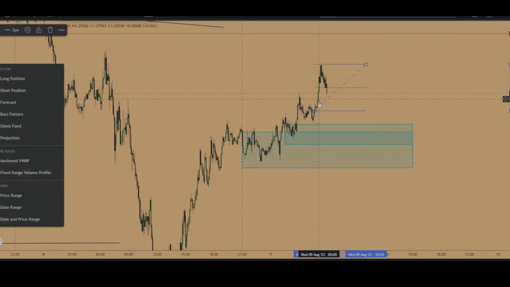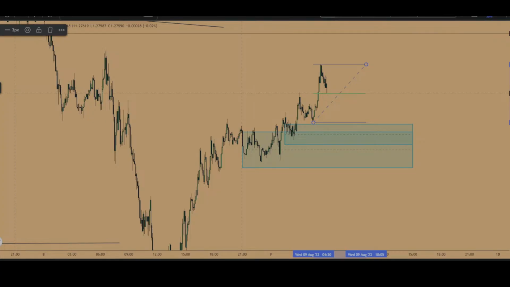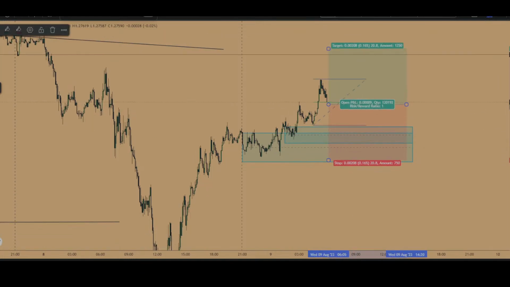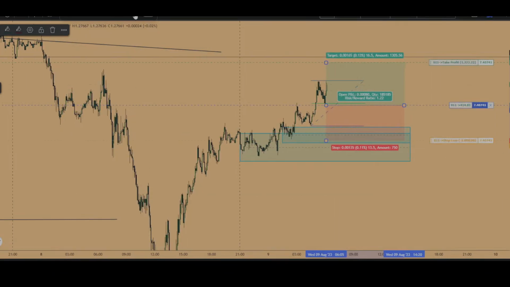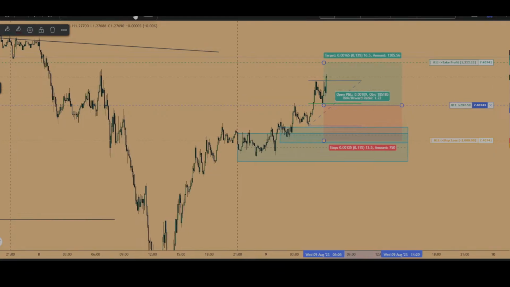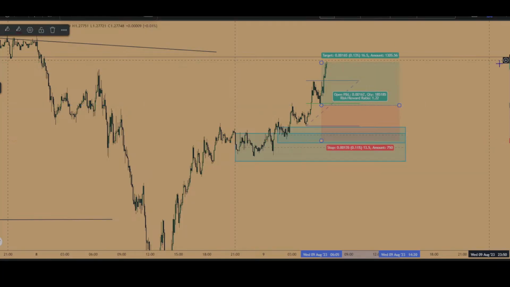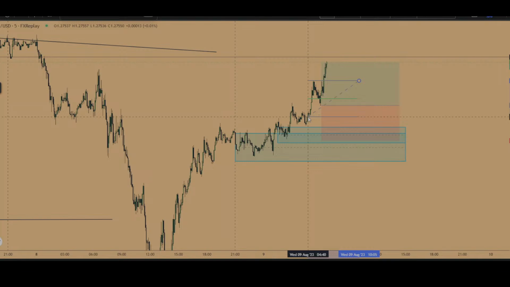Okay, now we have 50%. Now we are in profit. So one trade we are in profit already.